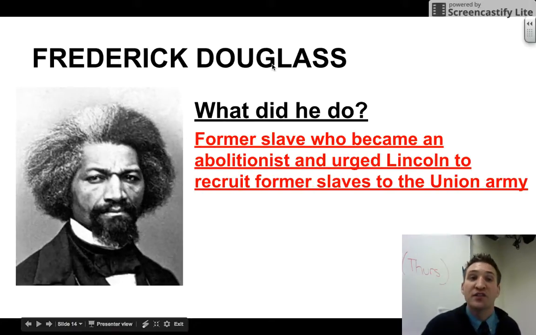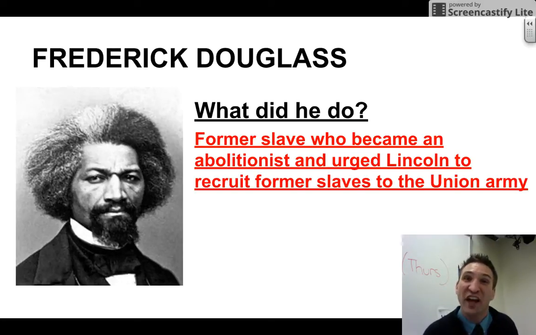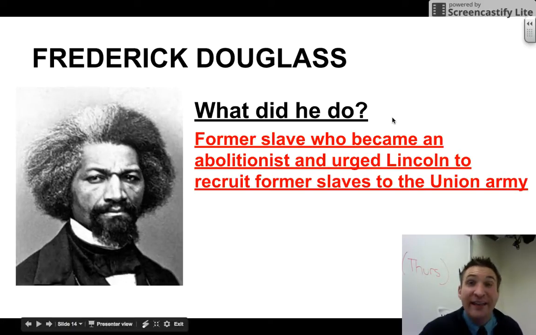Frederick Douglass, here he is. What did he do? He was a former slave who became an abolitionist fighting against slavery when he was freed, and he urged President Lincoln to recruit former slaves to the Union Army. Frederick Douglass was educated, he was literate, and he was a major force because he was a slave. He knew what it felt like. So he was a big, powerful advocate for abolition and for Black rights in the 1800s.